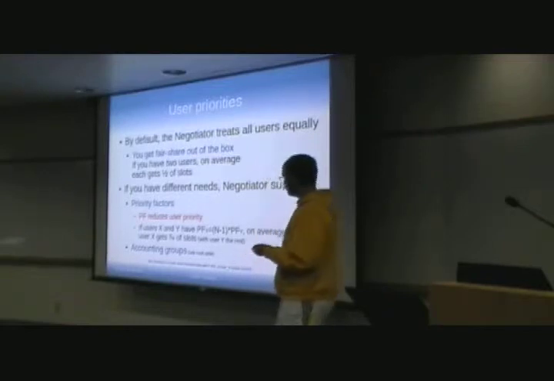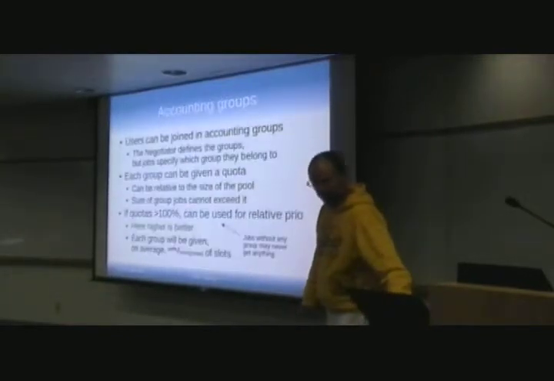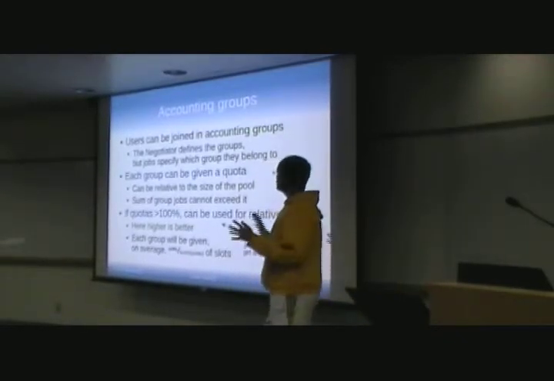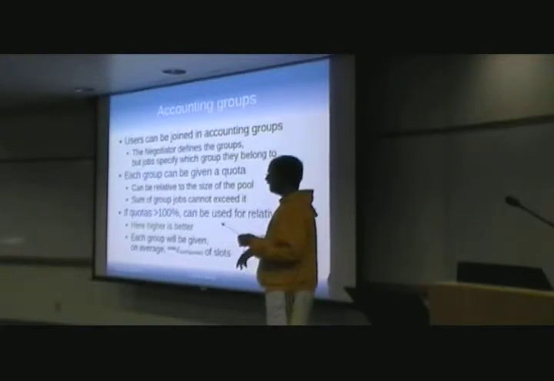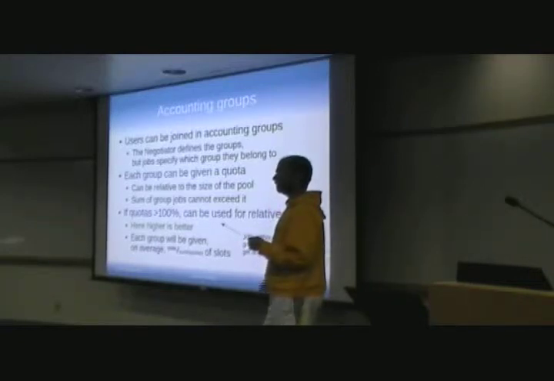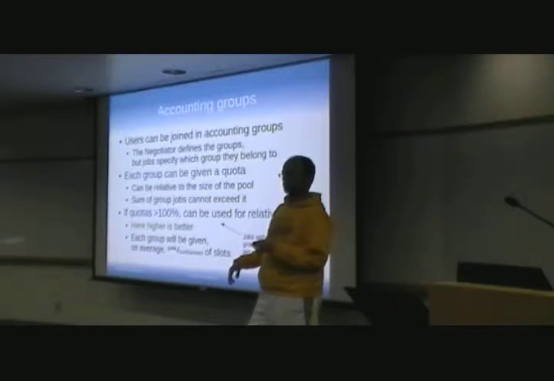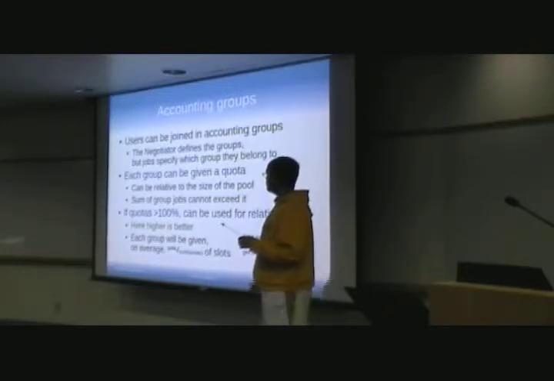And the other one is the accounting rules, and it's too big to fit in together with the others, so here's the dedicated slide. Users can be joined in accounting groups, and you should know that the negotiator defines the group, but the jobs themselves specify which group they belong to. You cannot really centrally set that. Each group can have a quota, and should have a quota, which can be relative to the size of the pool or can be fixed. In the case of glideins, you really want it to be relative. And the sum of all group jobs cannot exceed it.